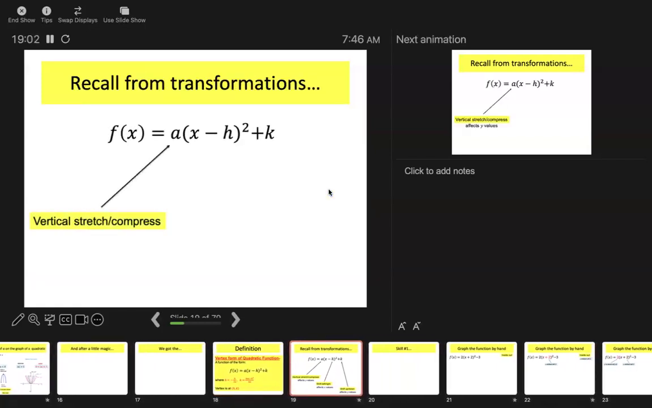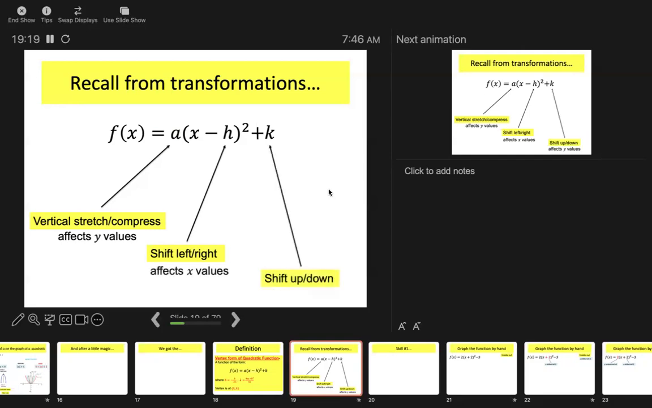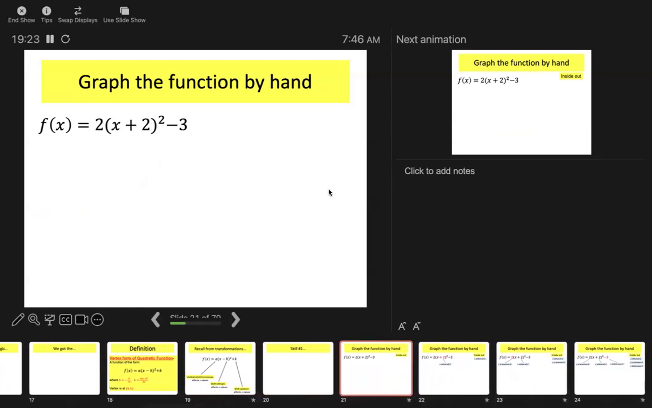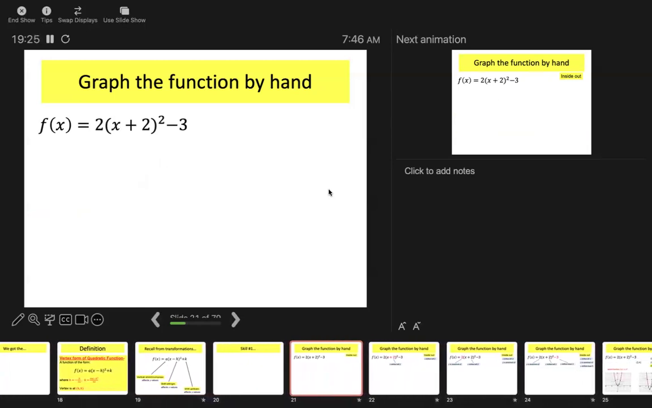We talked about in terms of transformations, on the outside is what stretches it vertically, so that affects the y values. We talked about the h on the inside moves it left and right, and it's the opposite of what you think. So minus h actually moves it to the right, and the k on the outside moves it up and down. All right, so skill number 1 was graph it by hand. I'll slow down now. This is what your homework was. They're going to give you a function. It's going to be a quadratic in vertex form, and you have to graph this by hand.